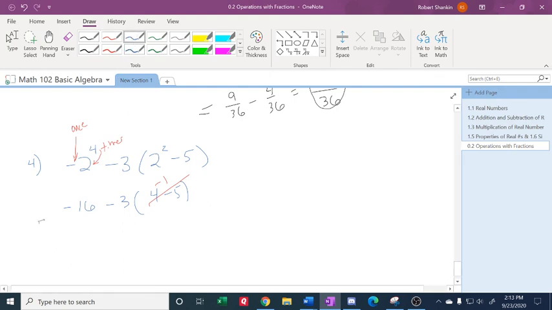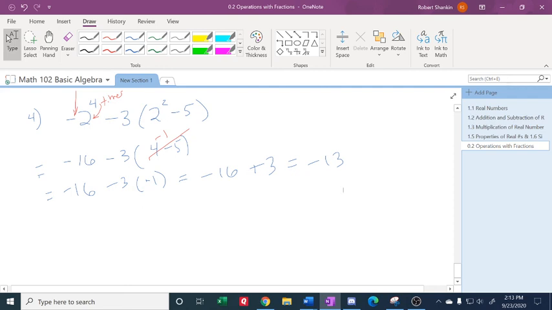So this is equal to negative 16 minus 3 times negative 1, which is equal to negative 16. Now this is two negatives in the same term, making plus 3, which is negative 13.